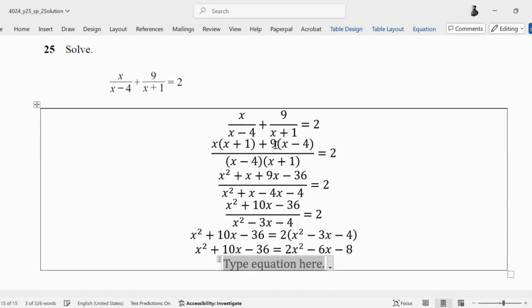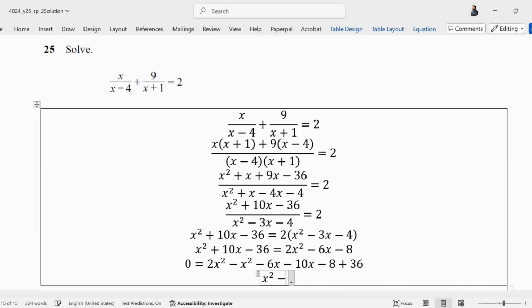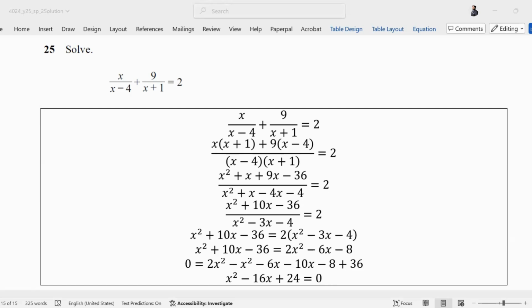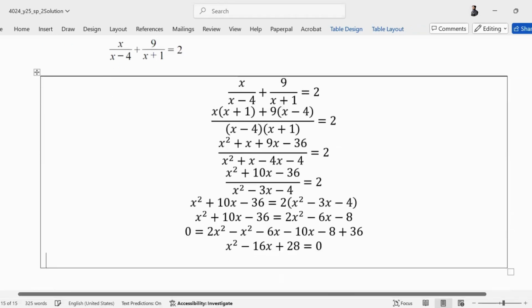I'll take the entire left side to the right side, which means 0; 2x squared minus x squared will go on the right side, and we will subtract minus 6x minus 10x minus 8 and plus 36. Now x squared minus 16x plus 28 is equal to 0. This is the equation that we should end up with.